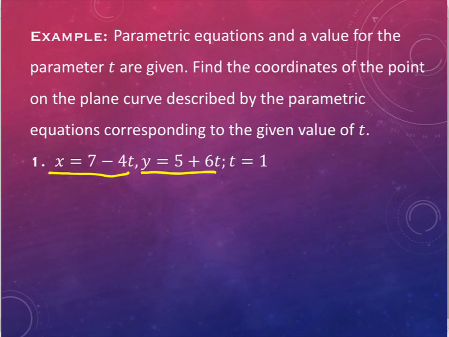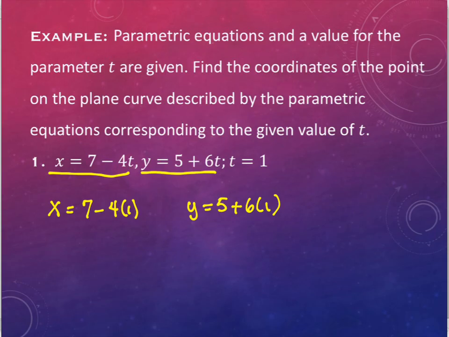So if I know the point in time, and they give that to me, t equal 1, I can find where it is in terms of x and y. How would I do that? You plug it in. That's it. You're just going to plug it in. So we're going to plug in. This one is 1 for t, and over here, 1 for t.